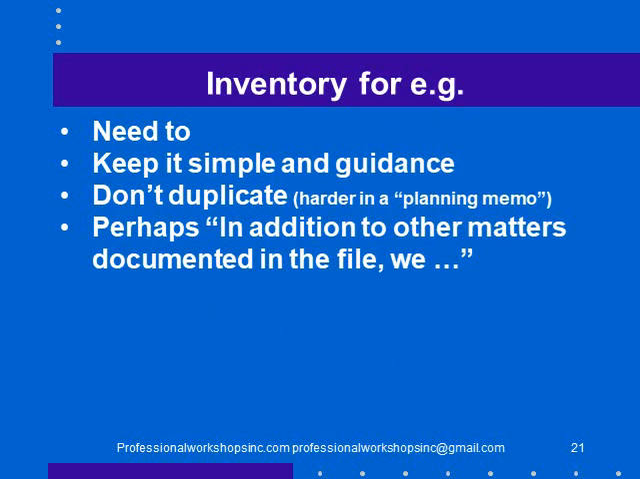Now, inventory, for example, you need to keep it simple and provide guidance, but don't duplicate it. It's harder in a planning memo not to duplicate stuff. So perhaps what you do, if you're writing an additional memo, is say, in addition to matters documented on such and such a working paper, these are other things we did. And then you don't have inconsistent documentation. Also you make sure that you don't duplicate, because you're only talking about other things that you've done. So be careful as you write these long memos.